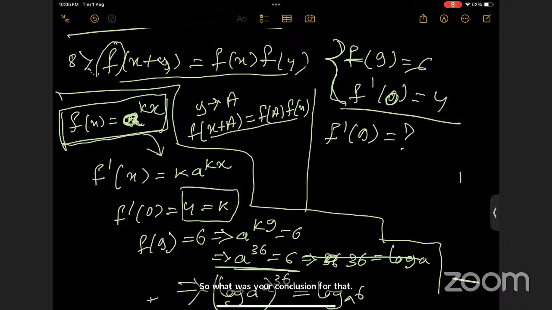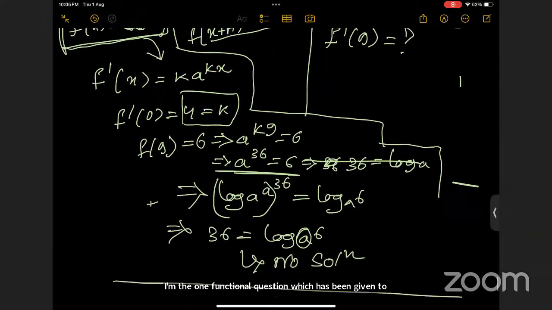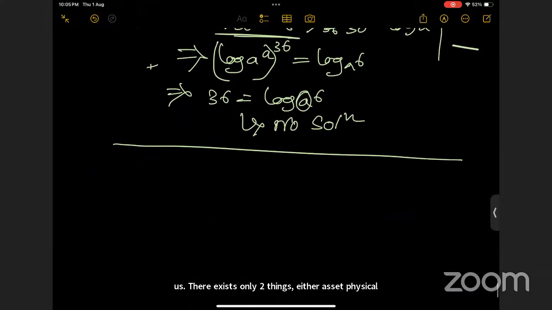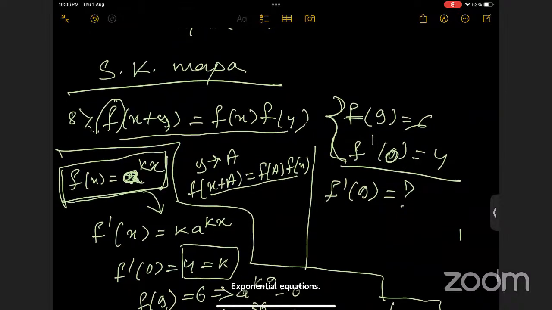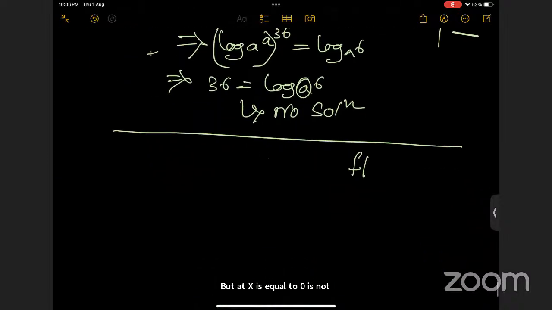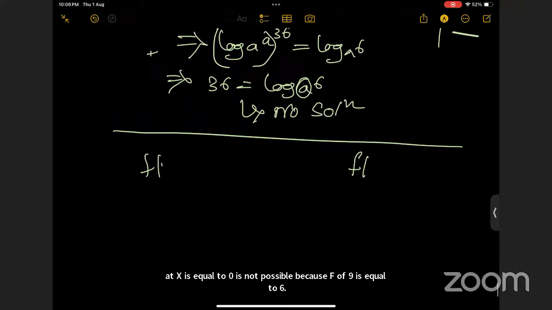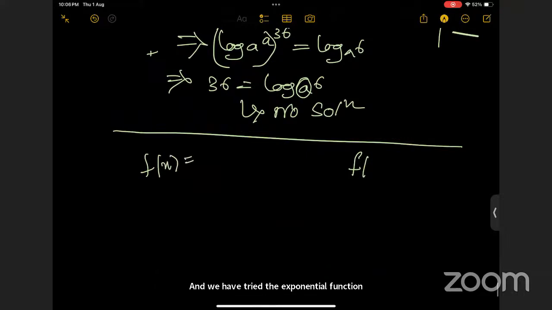Ma'am, for the functional equation which has been given to us, there exist only two things: either f(x) is equal to 0 or f(x) is equal to a to the power x, or any other exponential equation. But f(x) equal to 0 is not possible because f of 9 is equal to 6. And we have tried the exponential function also, that is also not possible. So there exists no solution.